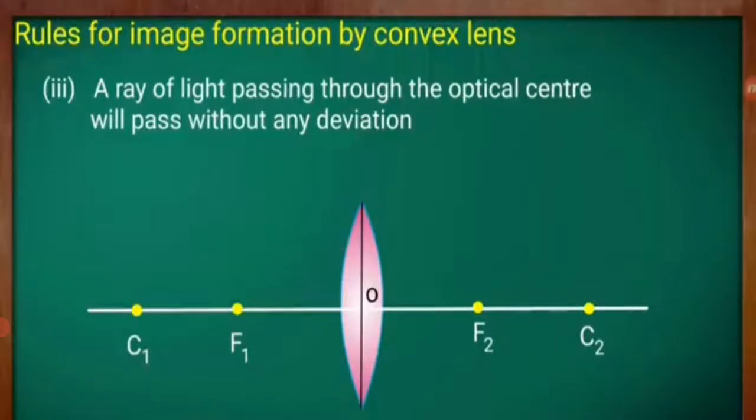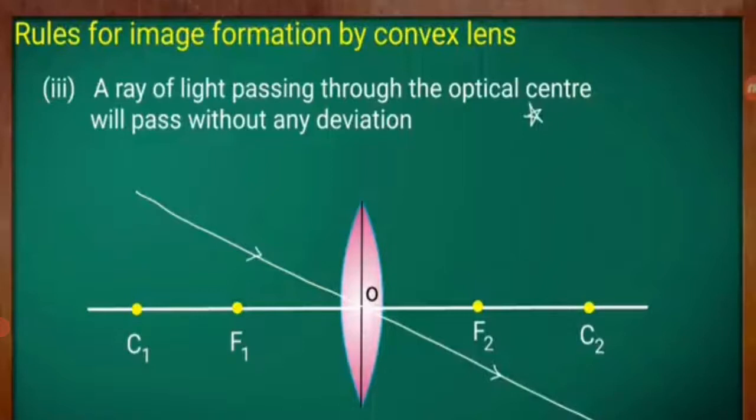Coming to the third rule, a ray of light passing through the optic center will pass without any deviation. So as the ray of light passes through the optic center, it comes out without any deviation in the same direction. So this is the third rule, children.